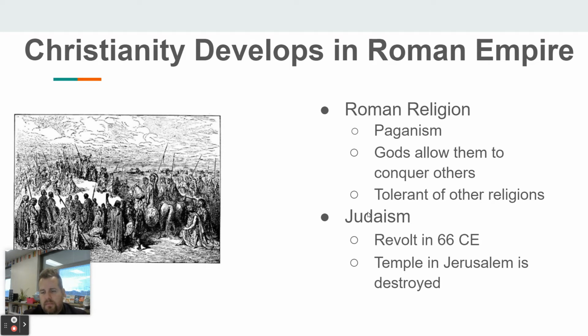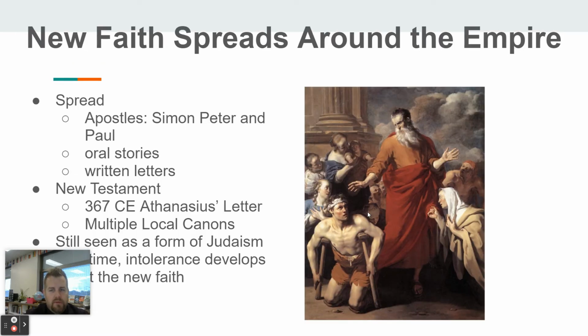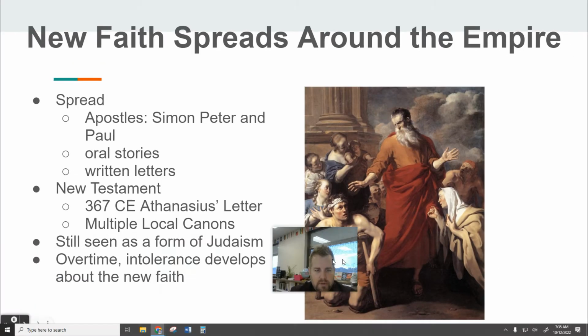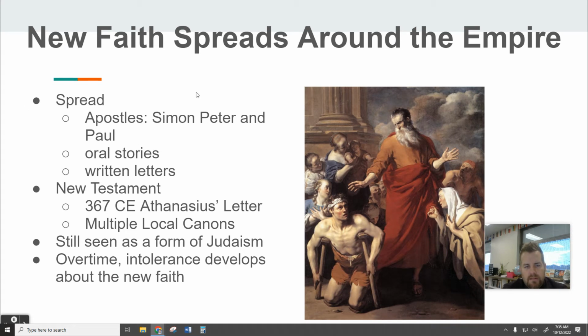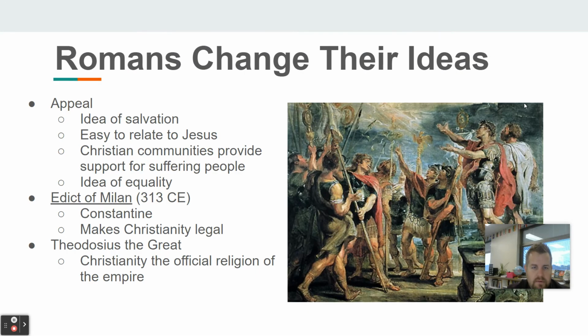With Judaism, there's a revolt in 66 CE, and they destroyed the temple of Judaism. The western wall is all that's left of that temple. A new faith spreads around the Roman Empire. So we had apostles that were moving various information, oral stories, written letters. The New Testament came to be, still seen as a form of Judaism, but then it did kind of mold into that idea of Christianity.